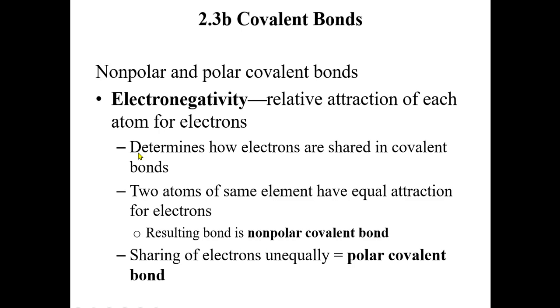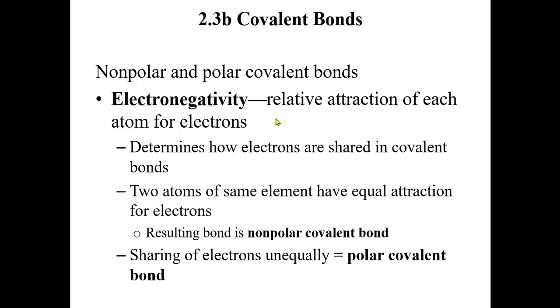Okay, now comes electronegativity. Electronegativity deals with how well that element can pull electrons. Now the rule of thumb for electronegativity is the further right you go on the periodic table and the further up you go on the periodic table, the more ability you have to pull electrons.